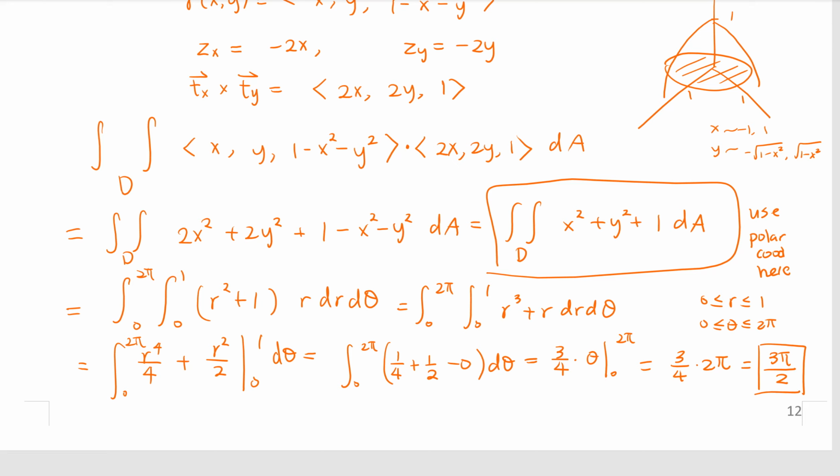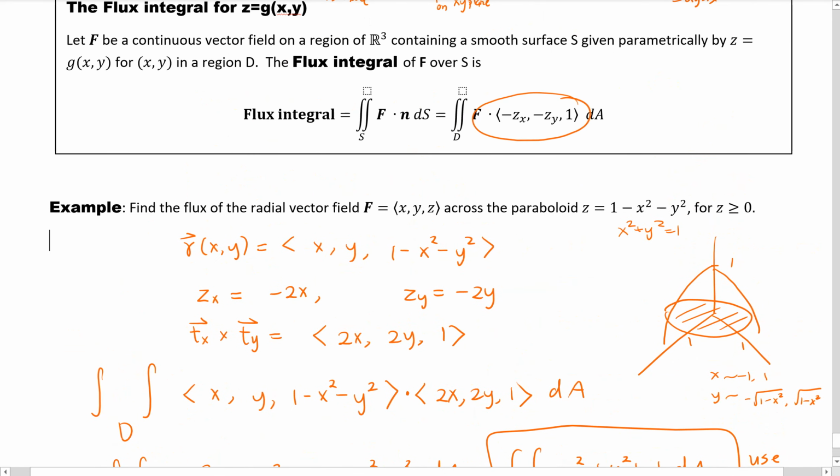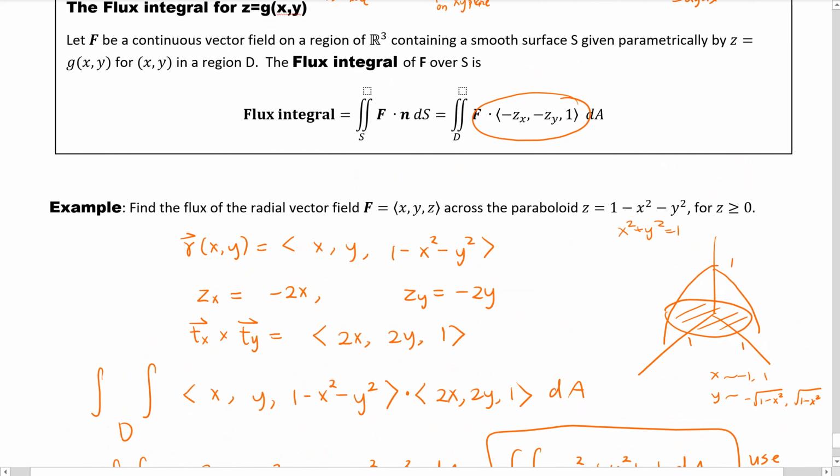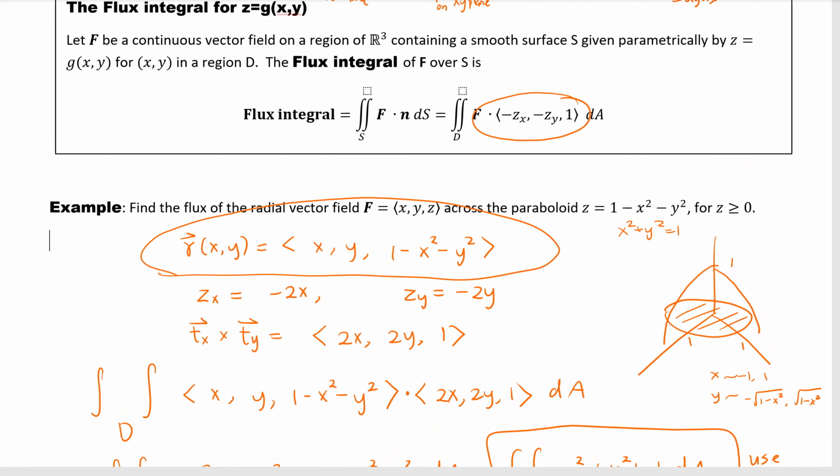So far, so good, everybody? Any questions? Some of you might ask, do I need to memorize this formula? What if I don't memorize it? It's okay. If you don't memorize it, just derive it. You know the parameterization, right? Then you can figure out your tx and ty easily, and then compute the cross product to get this answer. So you can still use the old way to do it. So far, so good, everybody?